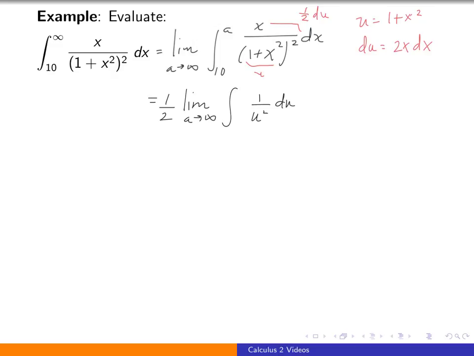For our limits of integration, because it's a definite integral and a u substitution, we will change them. For that lower limit, when x is equal to 10, u is equal to 1 plus 10 squared, so 1 plus 100 is 101. So 101 will be our lower limit of integration. For the upper limit, when x is a, u is equal to 1 plus a squared. So our upper limit of integration is 1 plus a squared.